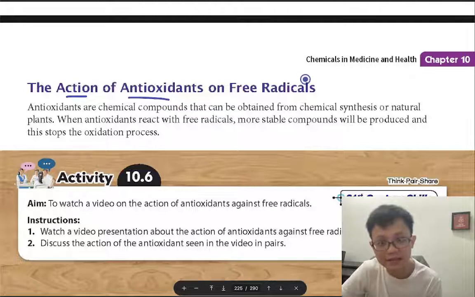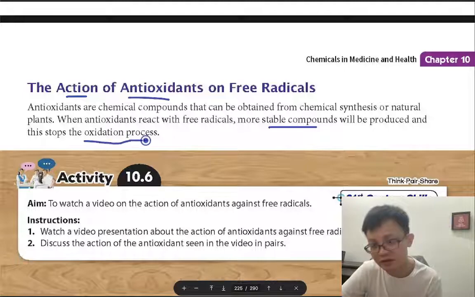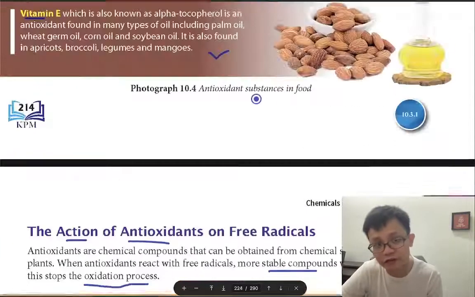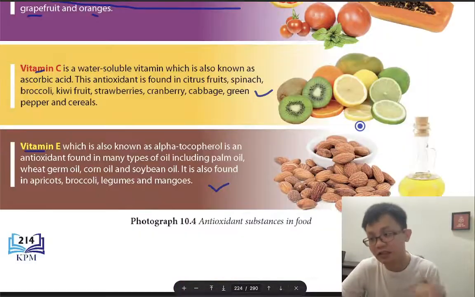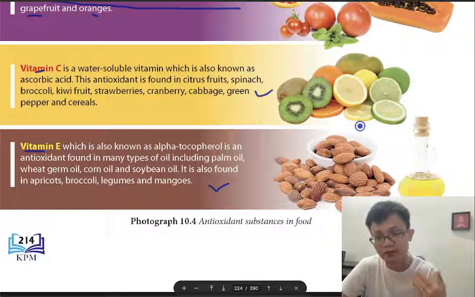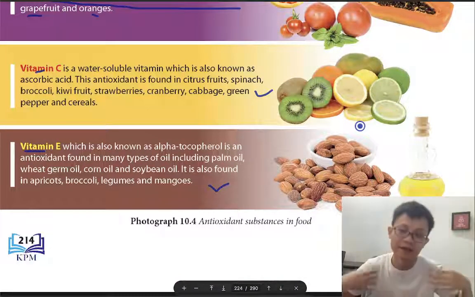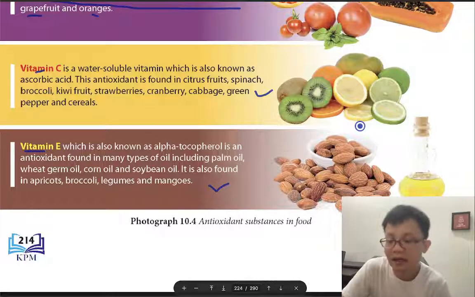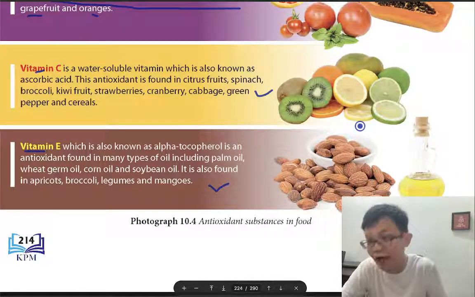So how does this help? If you slow it, the free radical becomes more stable, so it will stop the oxidation process. So make sure you eat vegetables and fruit and all these products, so that oxidation won't happen in your body, so that we can stay healthy and we can live to quite an old age. We live longer, maybe up to 80 years old or 100 years old, because we don't want to die at 60 years old, 50 years old.